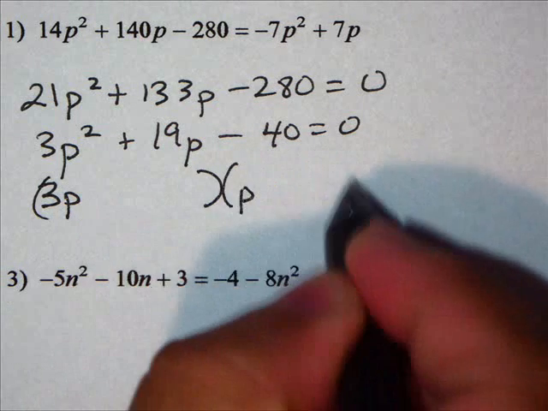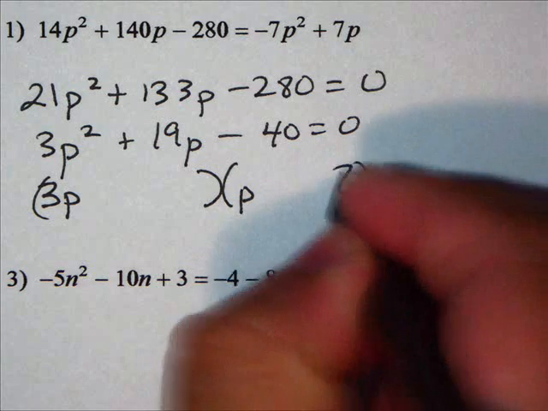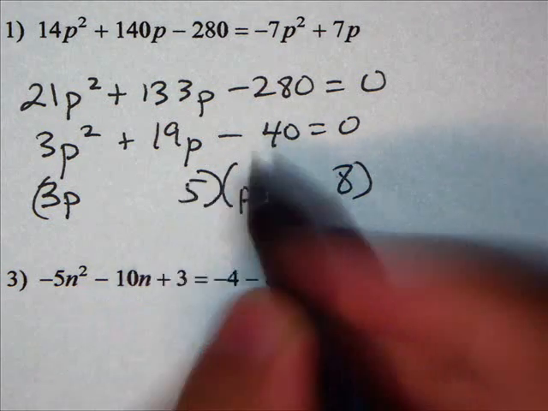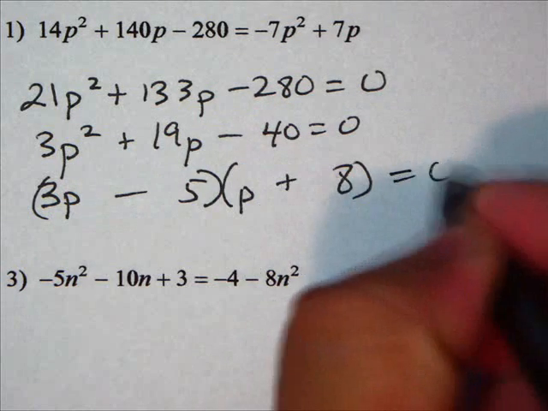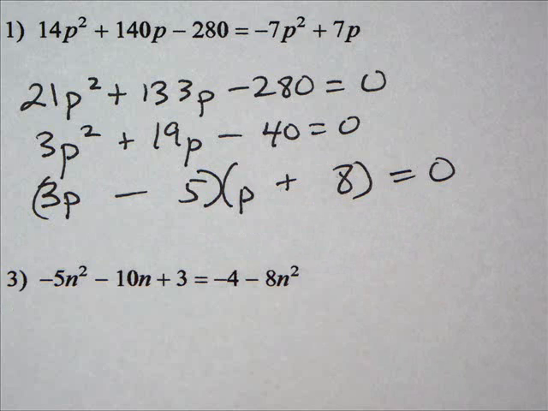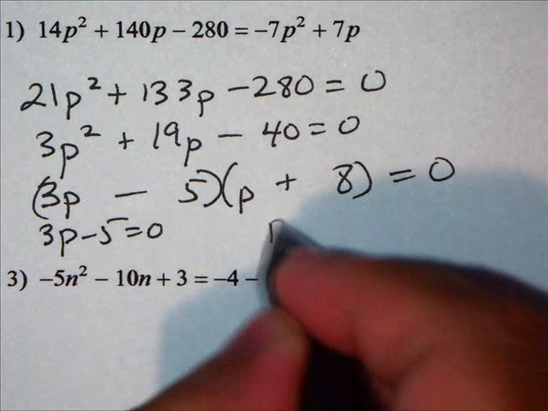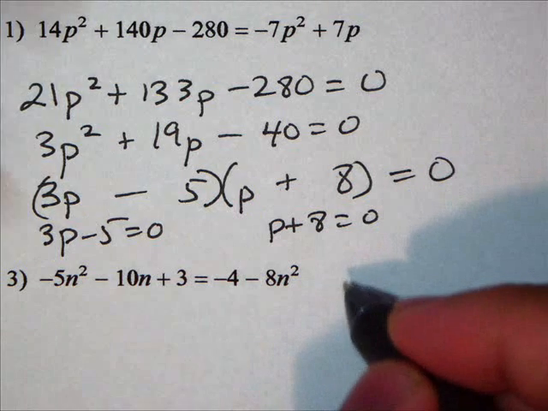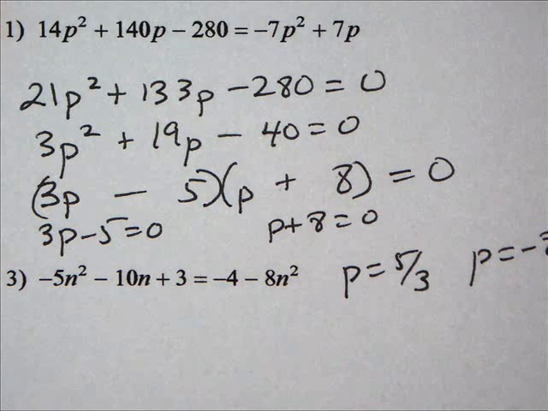It's going to be 3p and p. 5 times 3 is 15. We have to make it subtract to make 19, so 10... no. Okay, how about 8? 8 times 3 is 24. 8 times 5 is 40. 24 minus 5 is 19. So we want the 24 to be positive, so the 5 is negative. Alright. So once we've got it factored, and that was using trial and error, we set each factor equal to 0, so 3p minus 5 equals 0, and p plus 8 equals 0. When we solve those, we get p equals 5/3, and p equals negative 8. So those are my solutions.